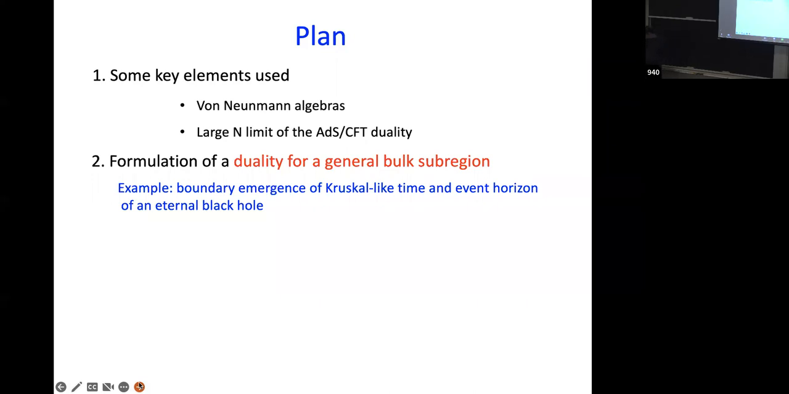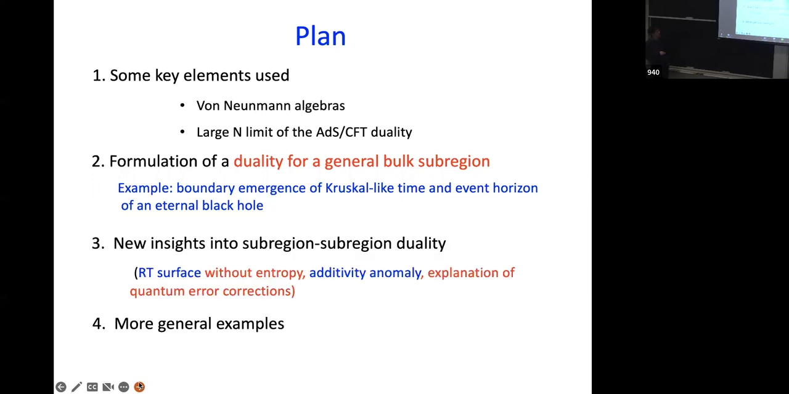There are also lots of other things I can talk about. You can also talk about more general examples, like this diamond I mentioned earlier, and also I can talk about new insights into the subregion duality, etc. I have never finished a talk with everything. Actually, once I gave a 4-hour lecture and still didn't finish it. So today, if I can finish the first two, I think it's already progress. So that's the aim for the first two.